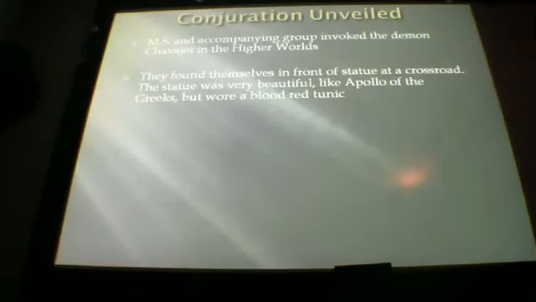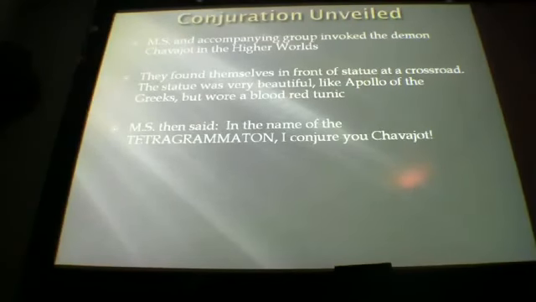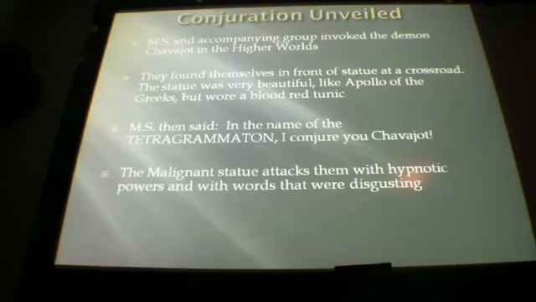So this comes from Master Samael's book, and we'll remember that he's talking about the astral plane now. You have to remember the astral plane, the plane of magic, the dream interpretation plane. So Master Samael, and a group of other people who were in his group, invoked the demon Havayot in the higher worlds. They found themselves in front of a statue at a crossroad. The statue was very beautiful, like Apollo of the Greeks, but wore a blood-red tunic. Master Samael then said, "In the name of the Tetragrammaton, I conjure you, Havayot." The malignant statue attacks them with hypnotic powers and with words that were disgusting.